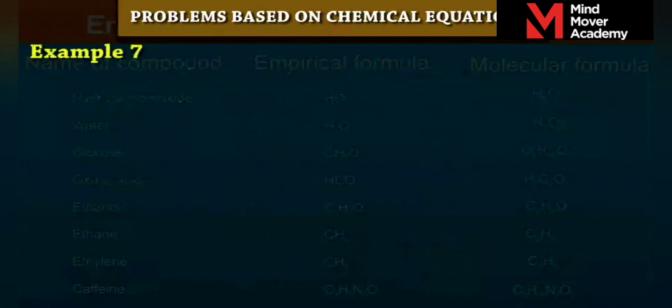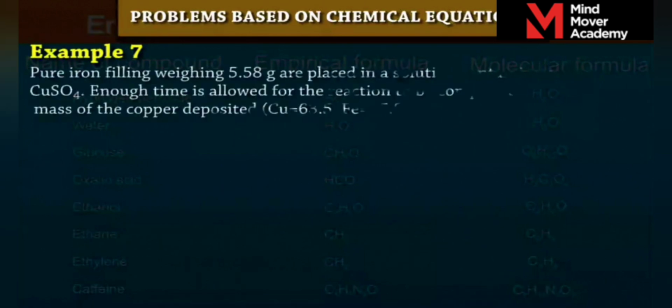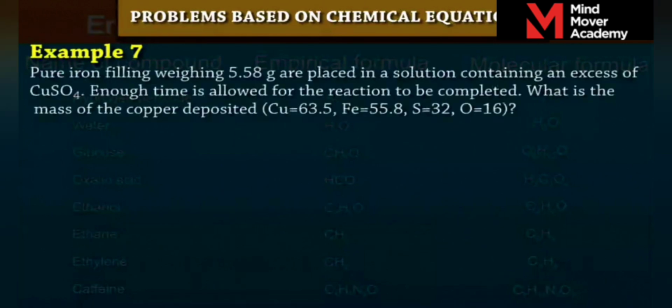Let's take the next example. Pure iron filings weighing 5.58 grams are placed in a solution containing an excess of copper sulfate. Enough time is allowed for the reaction to be completed. What is the mass of the copper deposited? Cu is equal to 63.5, Fe is equal to 55.8, S is equal to 32 and oxygen is equal to 16. Let's solve this.